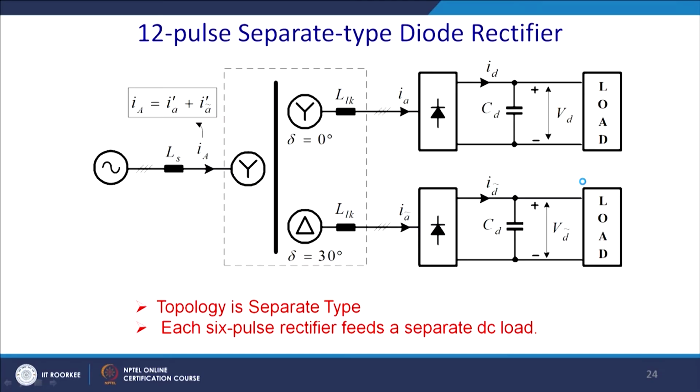Now, the 12 pulse separate type diode bridge rectifier. You have one star delta topology and one star star topology. It may be Dy11 or Dy1, a different kind of vector group. The primary current will be Ia prime plus Ia delta prime, and this is Ia, and we assume this is Ia delta, and this is Id, and this is Id delta. Let us see whether it gives a much better waveform than any other.